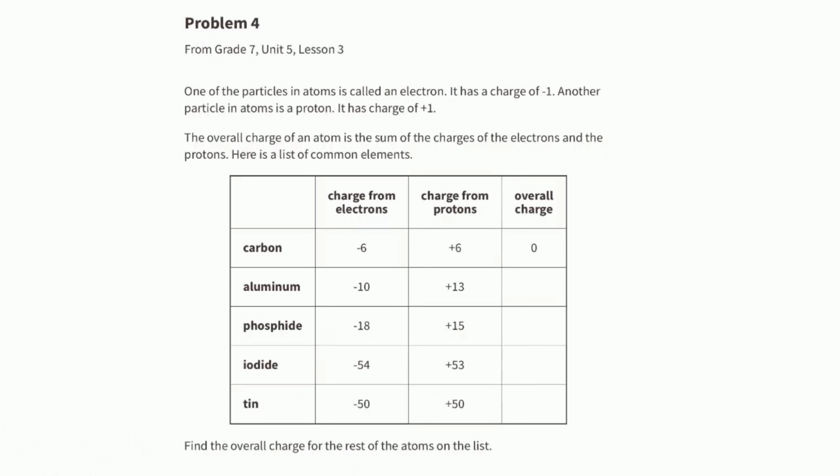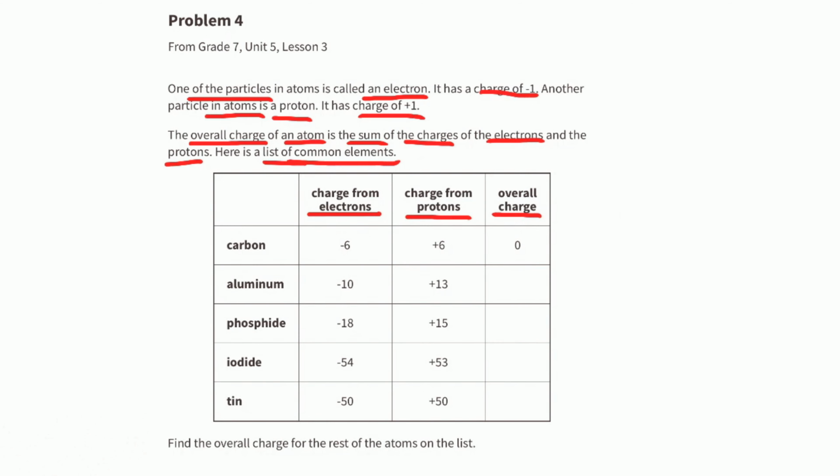Problem number 4 from 7th grade, Unit 5, Lesson 3. One of the particles in atoms is called an electron. It has a charge of negative 1. Another particle in atoms is a proton. It has a charge of positive 1. The overall charge of an atom is the sum of the charge of the electrons and the protons. Here is a list of common elements. Find the overall charge for the rest of the atoms on the list.